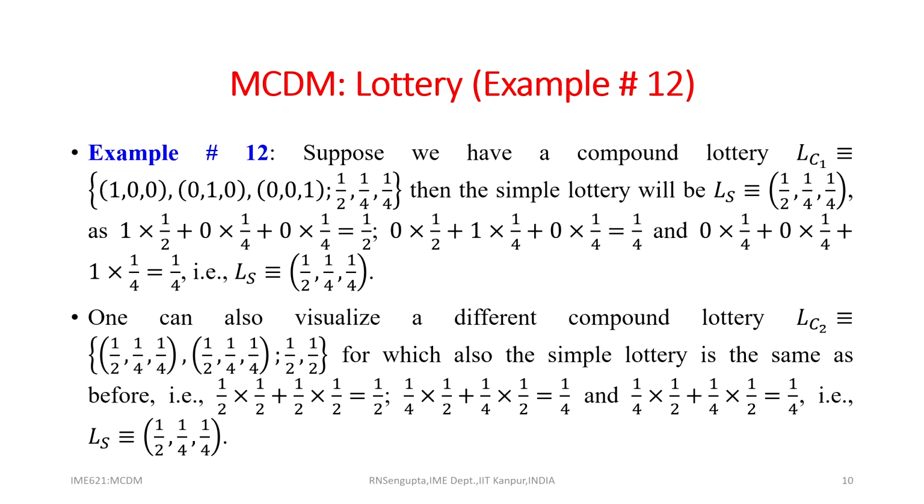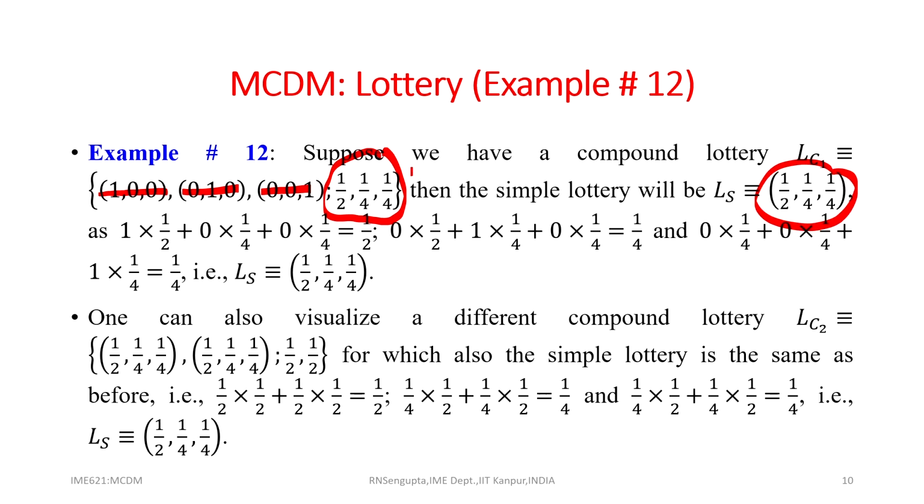So, consider the lottery example which we are seeing. Suppose we have a compound lottery, and here what I want to emphasize: the compound one has three arms or three so-called outputs denoted by the vectors 100, 010, and 001 with the corresponding probabilities given, which were alphas, as half, 1/4, and 1/4. If you check the sum of half plus 1/4 plus 1/4, one comes out to be 1. So, 100 corresponds to half, 010 to 1/4, 001 to 1/4. Then the corresponding simple lottery would be given by half, 1/4, 1/4.